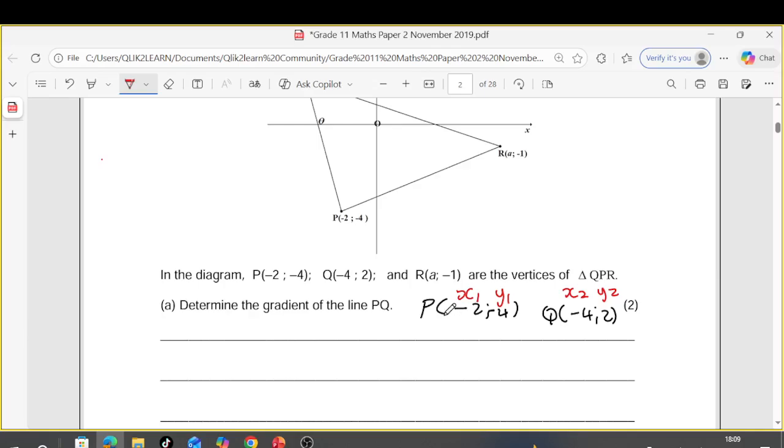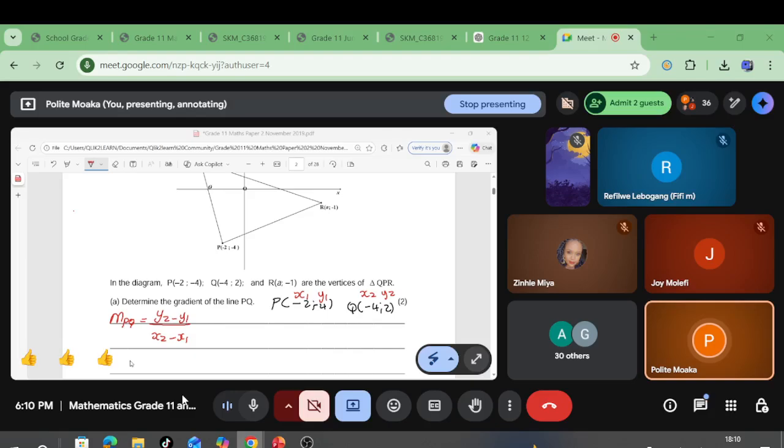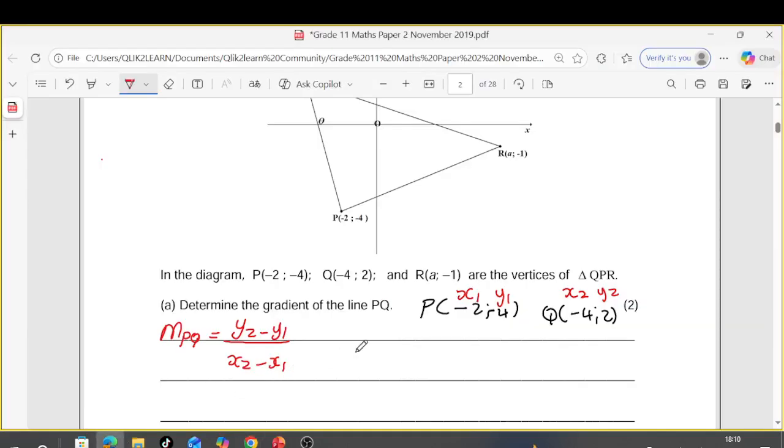Right, so what's next? We're going to rewrite the formula for gradient. They are asking for the gradient of PQ. What is the formula for gradient? It's y2 minus y1, everything divided by x2 minus x1. Now you know what your y2 is, you know what your x2 is. It will be easy for you to do the substitution. So when it's like this, you just have to substitute what you have there.